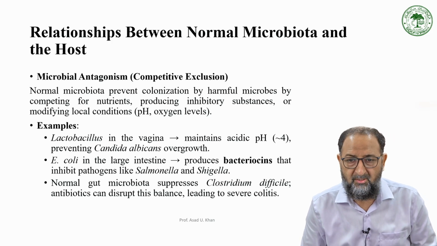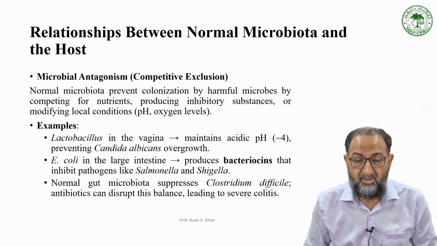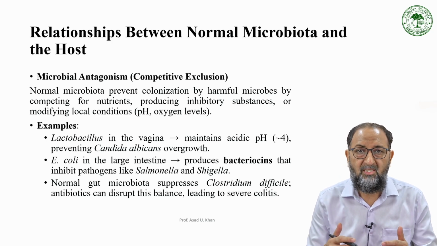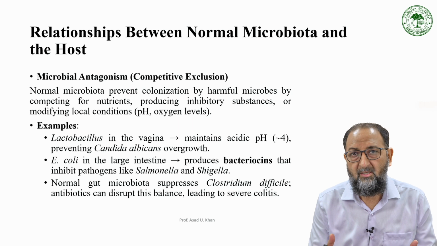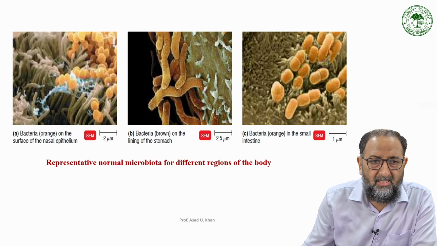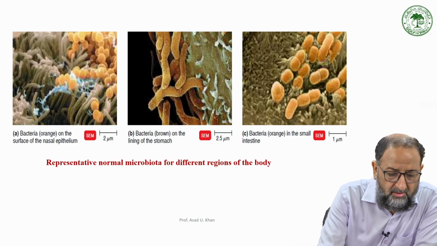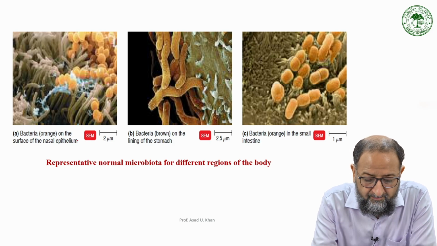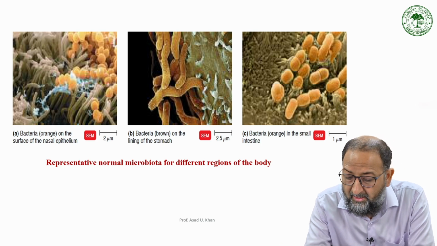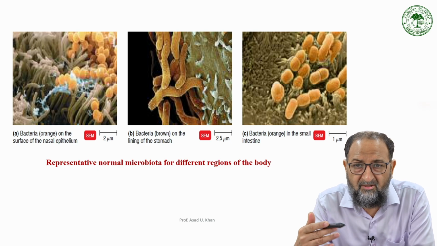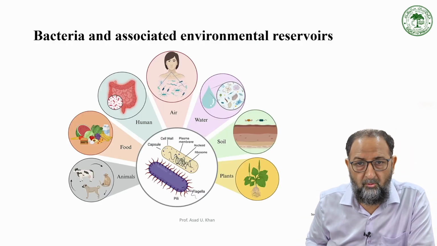Normal gut microbiota suppresses Clostridium difficile. Antibiotics can disturb this balance, leading to severe colitis. So that's how sometimes antibiotics also cause disease, allowing infection to be established by other microorganisms. Now look at this figure. In A, you have bacteria, the orange bacteria on the surface of the nasal epithelium, then the brown bacteria on the lining of the stomach, and the orange bacteria in the small intestine. This is how the microbiota interact with the different surfaces of the host.